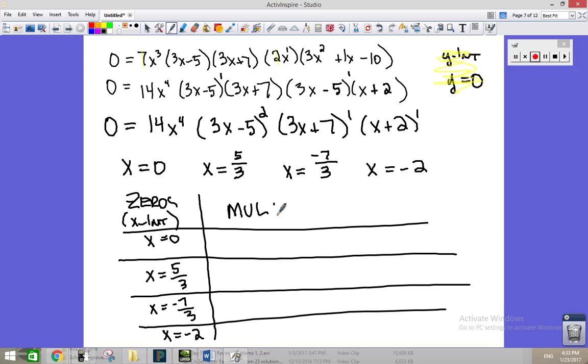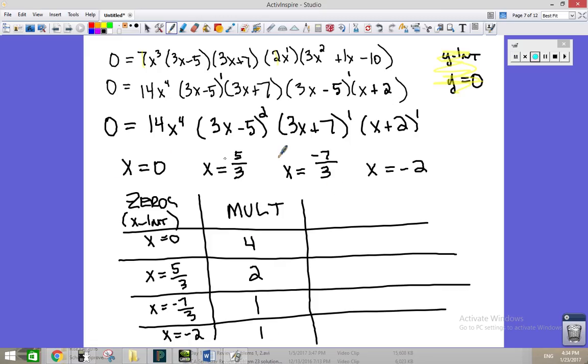Our multiplicity for each of these zeros are the exponents up here. So this x equals 0, this 4, that's the multiplicity. This 2, that's the multiplicity. This 1 and this 1, these are those multiplicities.